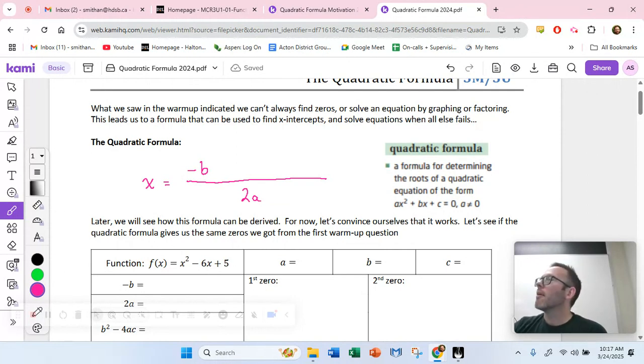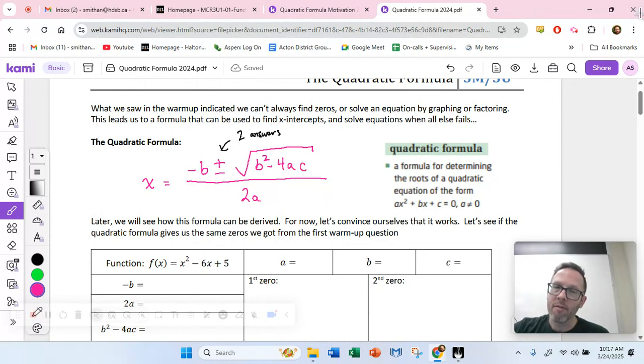Now, many parabolas have 2 x-intercepts. We get 1 x-intercept by adding the following, and we get another by subtracting the following. Some of you guys, this is new notation. You've never seen this before. This just means there's basically 2 answers to this formula, one by using plus, one by using minus. What do you add and subtract? This stuff. So inside a big square root, you take b squared and you subtract 4 times a times c.